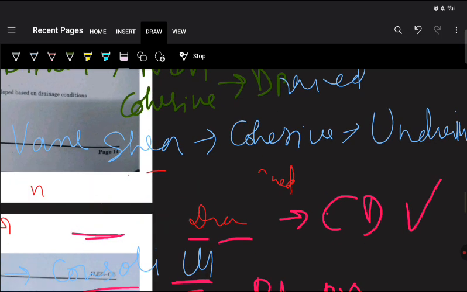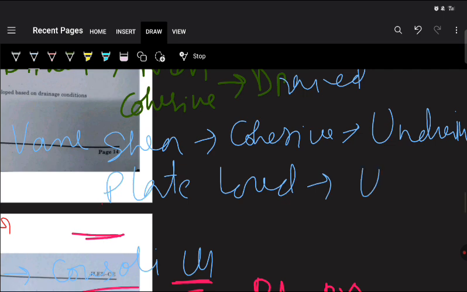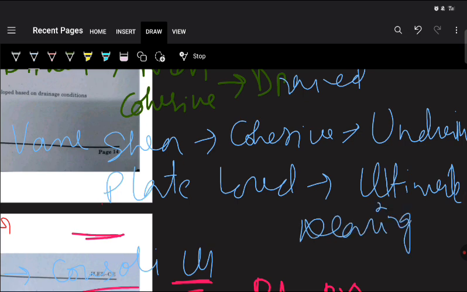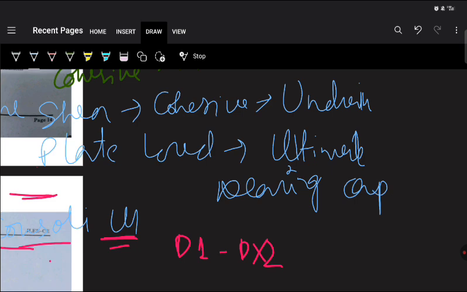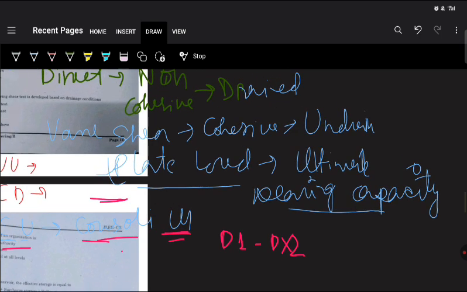And there is another test. There is our plate load test. Plate load test is used for calculation of ultimate bearing capacity, right? Ultimate bearing capacity. Okay, to calculate ultimate bearing capacity, we use the plate load test. Okay, these things are important.